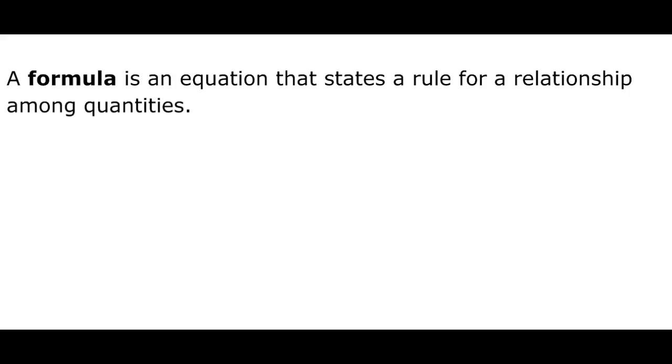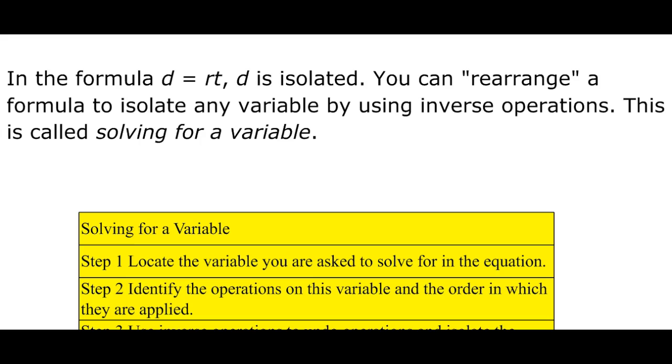You use formulas all the time. You know formulas. You would say things like D equals RT, perimeter equals 2 lengths plus 2 widths, area of a circle, pi r squared. There's lots of them that you know. A lot of times in science you will use these. So in the formula D equals RT, the way it's written right now, the D is isolated. That just means it's by itself. So I can rearrange this formula to isolate any one of the other variables that I want to by simply using inverse operations. This is called solving for a variable.